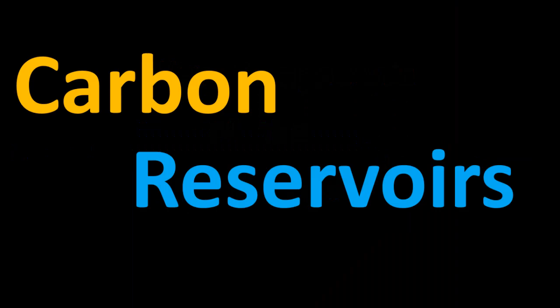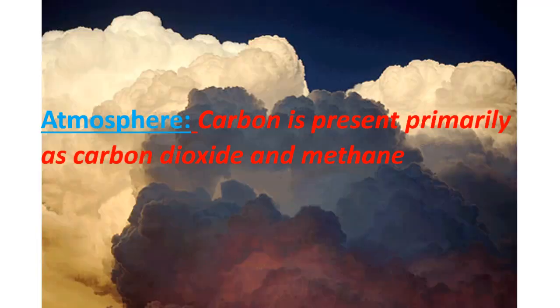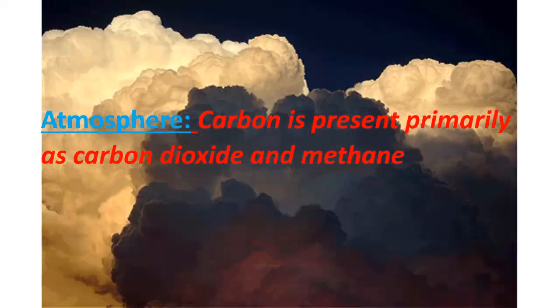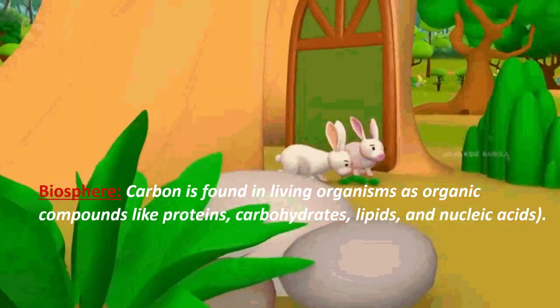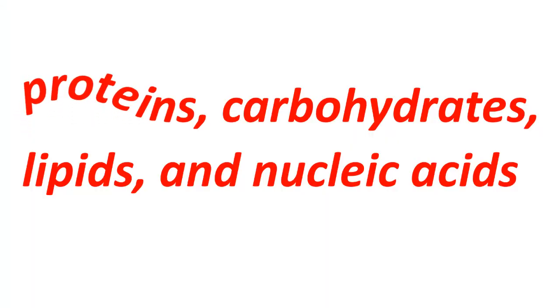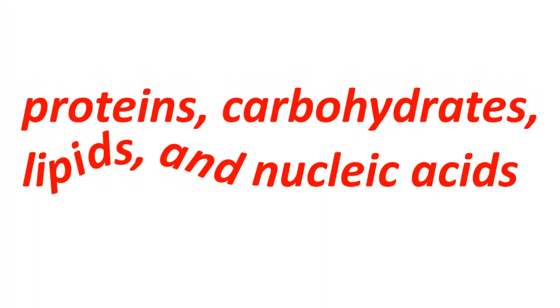Key components of the carbon cycle. Carbon reservoirs. Carbon exists in various reservoirs. In the atmosphere, carbon is present primarily as carbon dioxide and methane. Carbon is found in living organisms as organic compounds like proteins, carbohydrates, lipids, and nucleic acids.